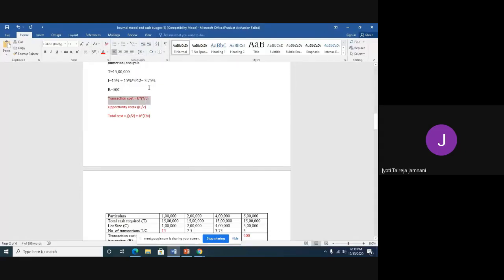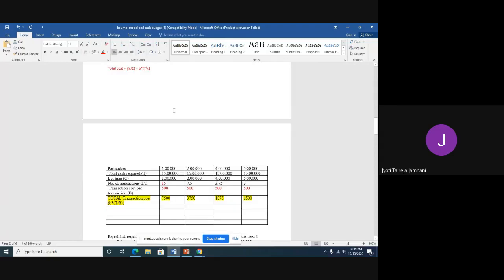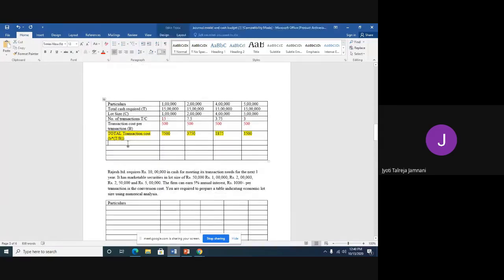Okay. Now let's go to the opportunity cost. For opportunity cost, what do we need? We need the average cash balance. And how do we get the average cash balance? C by 2. Yes, C by 2. So we already have C. I'm not rewriting that C again. I have to just do C by 2.